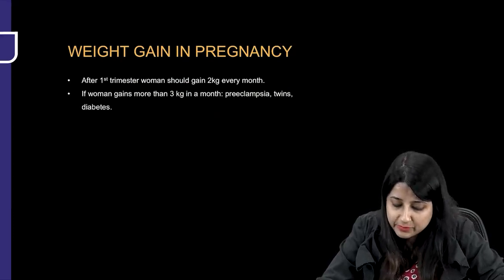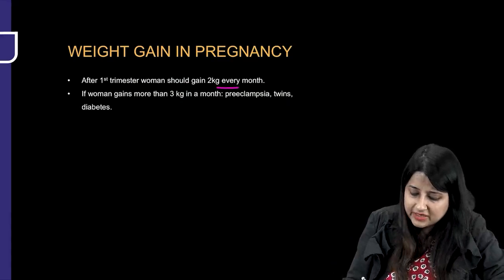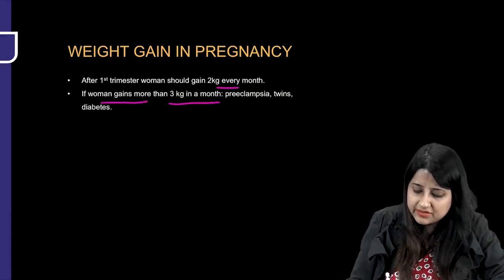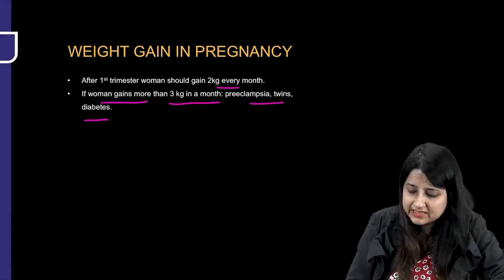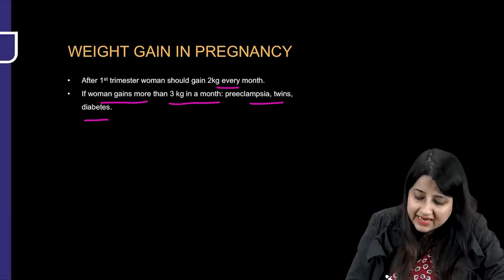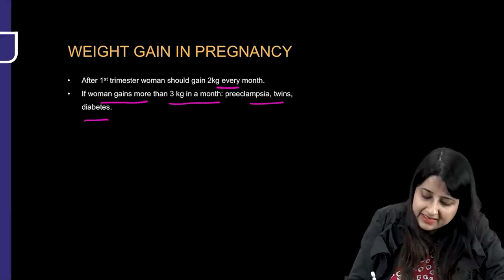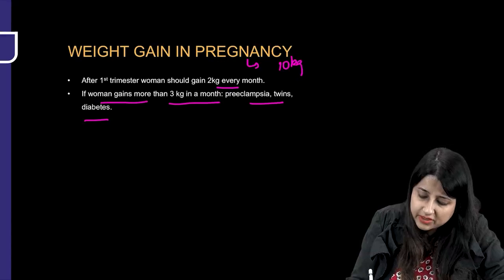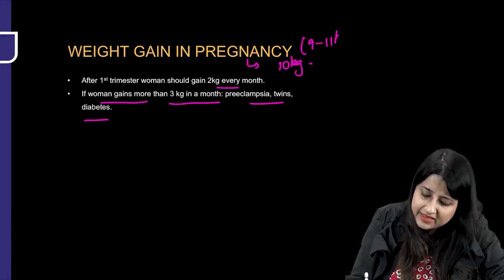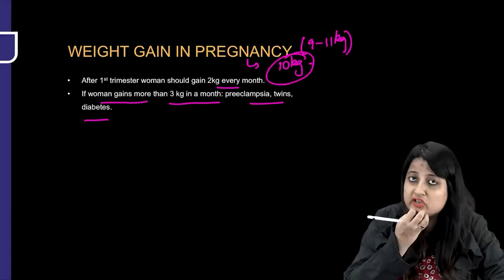Weight gain in pregnancy is how much? After the first trimester, a woman should gain 2 kg every month. If a woman gains more than 3 kg in a month, we can suspect preeclampsia, twins, diabetes. So technically, the weight gain in pregnancy is around 10 kg, you could say 9 to 11 kg. So on an average 10 kg.